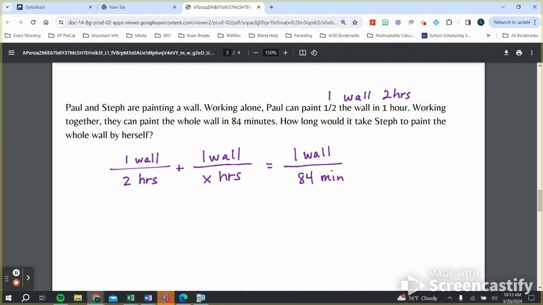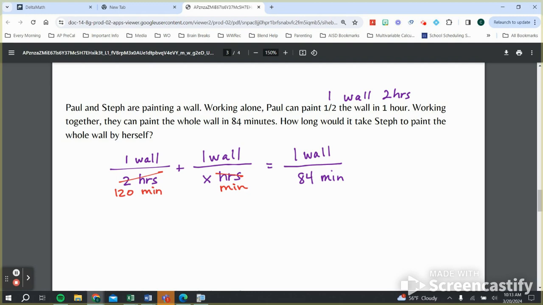All right, we have different units. So is it easier to convert hours to minutes or minutes to hours? If we do minutes to hours, we're going to have decimals, and I don't want to have to deal with that. So let's change everything into minutes. Instead of 2 hours, we know that 2 times 60 is 120. So this is going to be 120 minutes. We'll change this to minutes as well. And now we have all minutes.